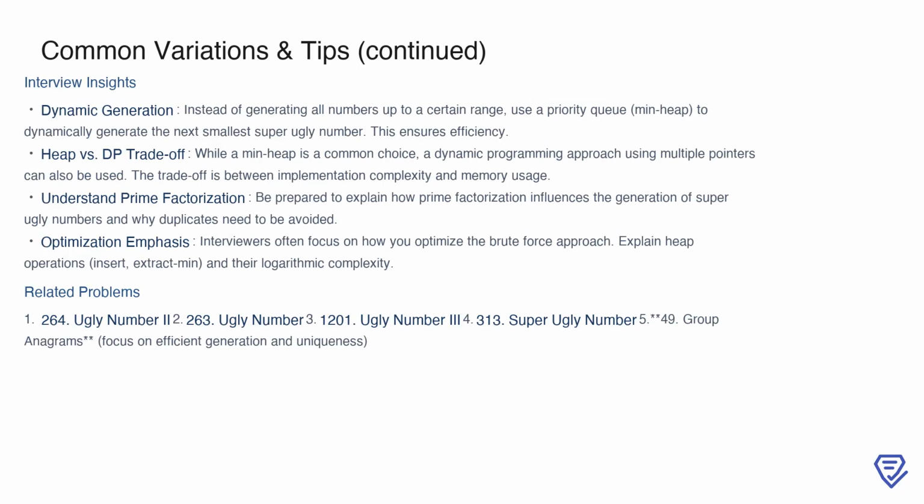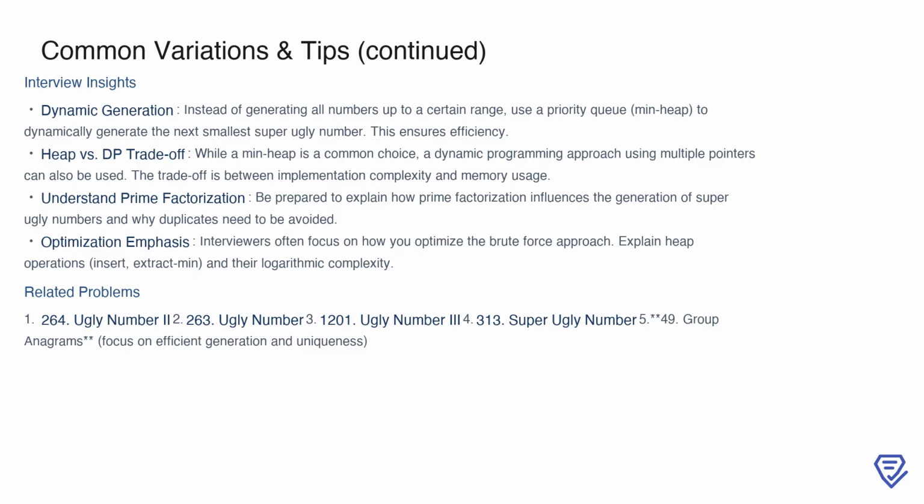In interviews, understanding the dynamic generation process is often emphasized. Rather than generating all numbers within a fixed range, a priority queue or min-heap can dynamically produce the next smallest super ugly number. This method is not only efficient but also prevents unnecessary calculations.